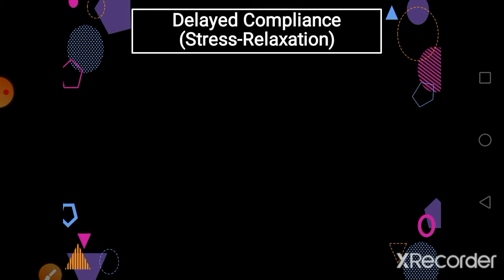Delayed compliance is seen in cases of sustained pressure. And contrary to immediate compliance, blood vessels relax when faced by sustained pressure and do not contract like in immediate compliance as seen in aorta. So what is the mechanism of delayed compliance?